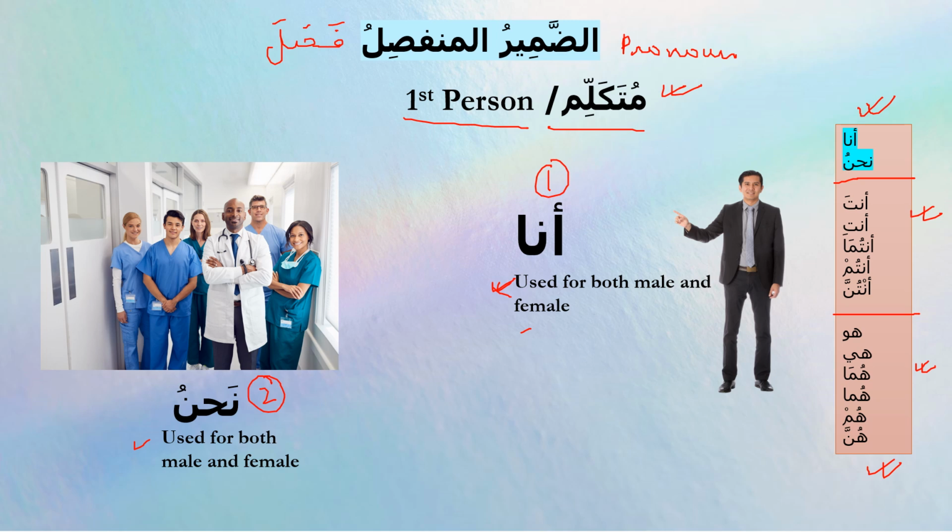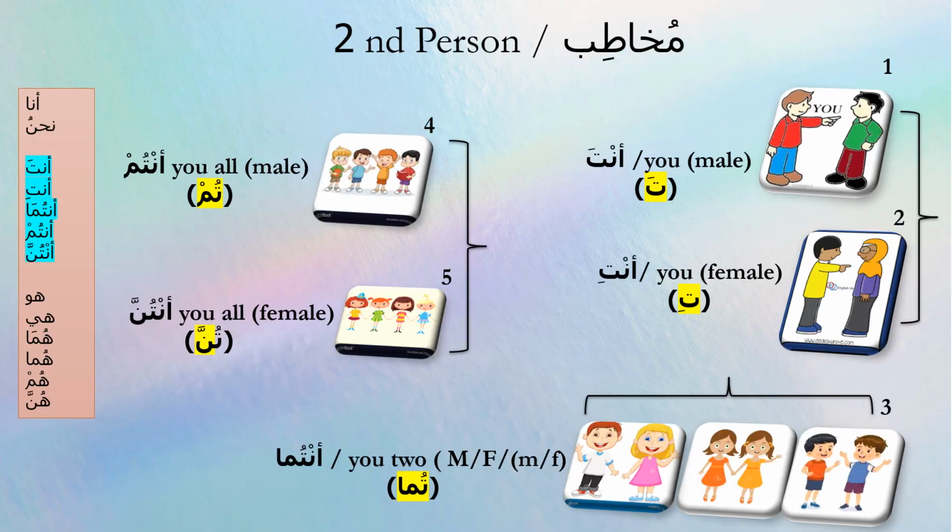And now we'll go to group 2. In group 2, as you can see, I have marked it here. We have in total 5 damirs: 1, 2, 3, 4 and 5. You can see I have marked them in brackets. Why did I mark them in brackets? The second group, or the second person, in Arabic is mukhatib. Mukhatib means when you are standing in front of the person and speaking to him or her.